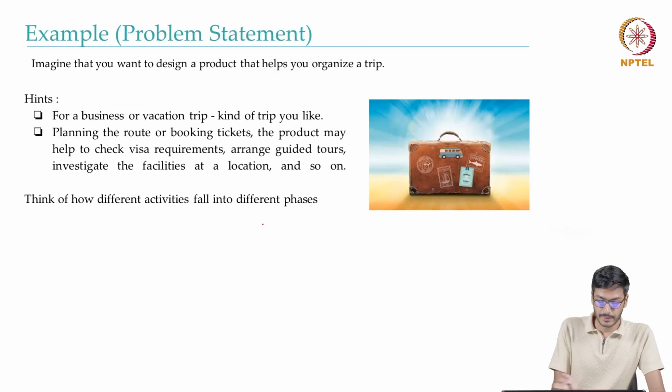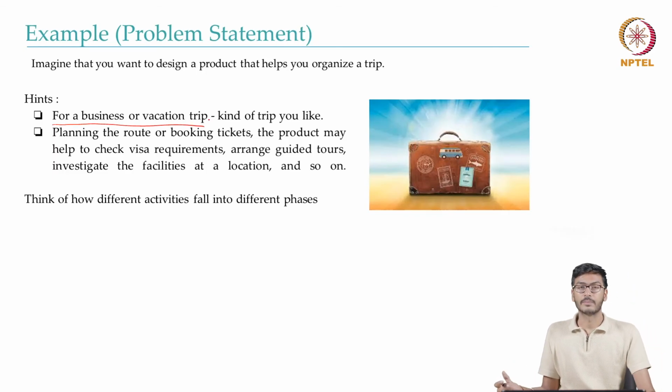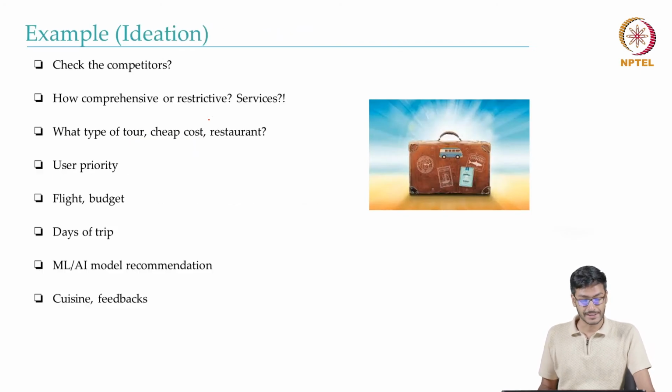Well, we have some hints here. We can have an idea of how the trip may look. Is it a business or a vacation trip? And then what needs to be done? Planning the route, booking tickets, and various other requirements that may be needed for an app that helps you book a trip. Now we need to think of different activities and how they fall into different phases.